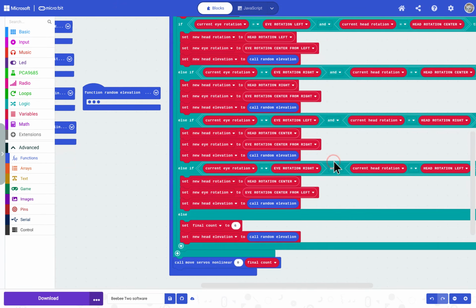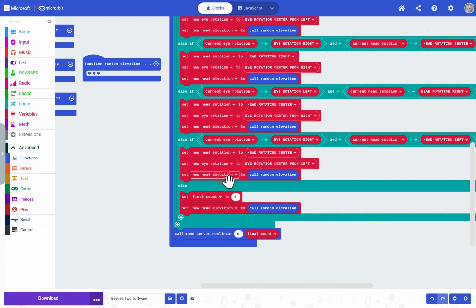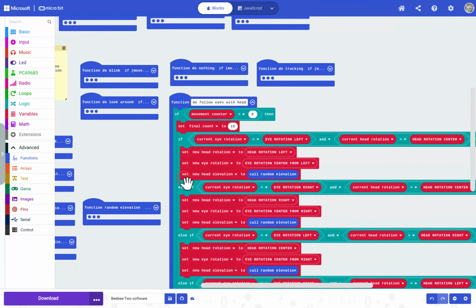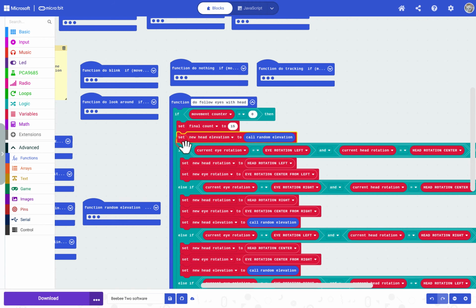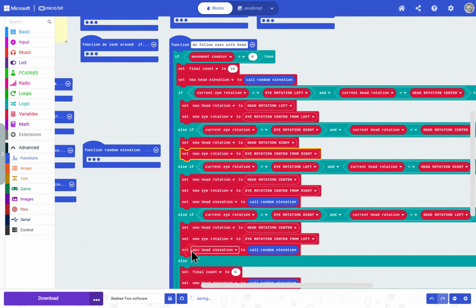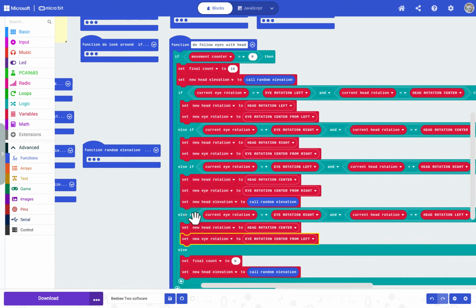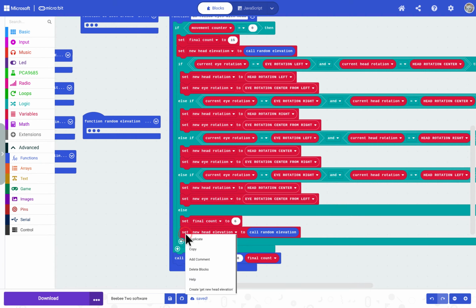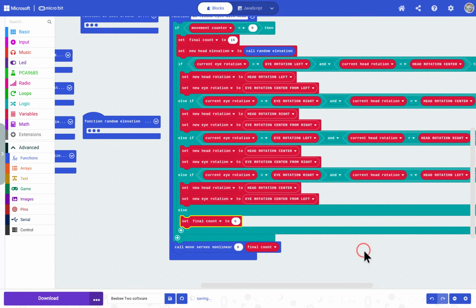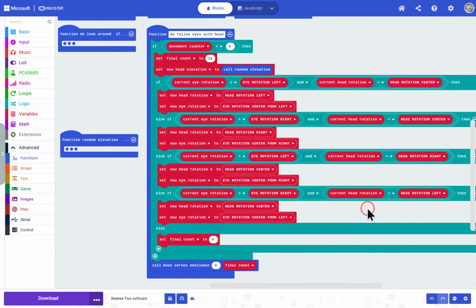Now, one thing I've noticed is that call random elevation is in each and one of these if else branches. That means I can move it outside of the if else branches, and it'll do the same thing. All right, that looks better. Well, to me it looks better, maybe not to you.